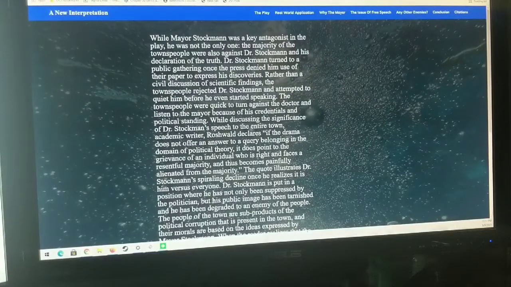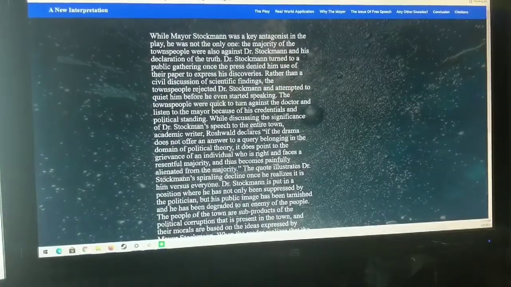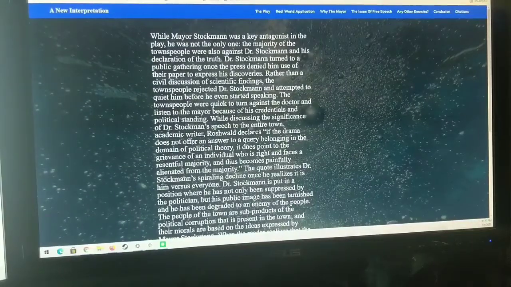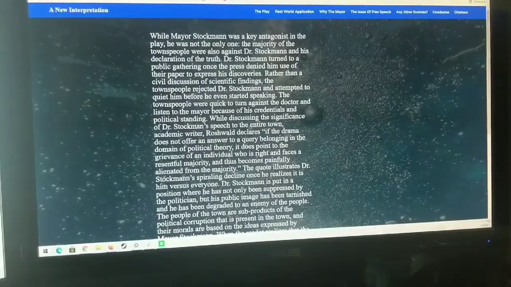At this point, he has been suppressed by the politician of the town, and his reputation has been tarnished so much so that he is now considered the enemy of the people. The people of the town are also antagonistic in this play because they are by-products of the political corruption that leads them. When the reader associates their negative actions with Mayor Stockman, it is clear that he is the main antagonist of the play.